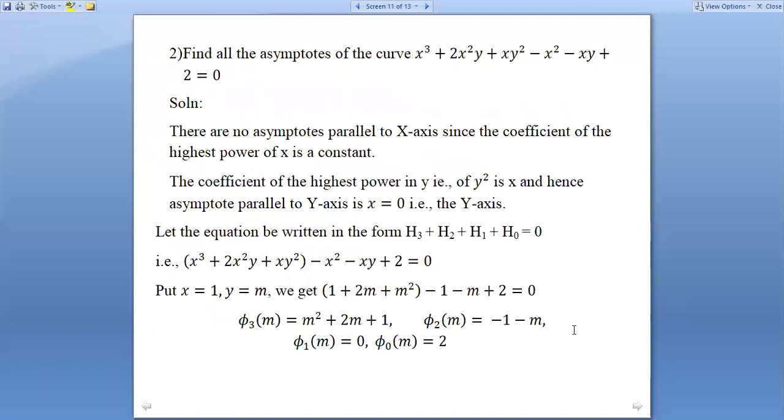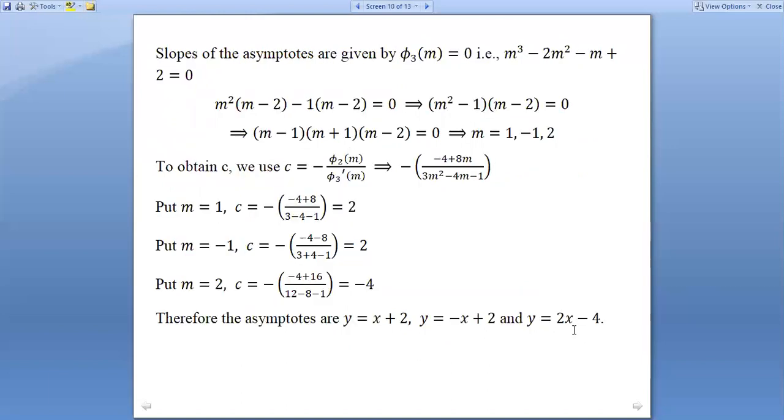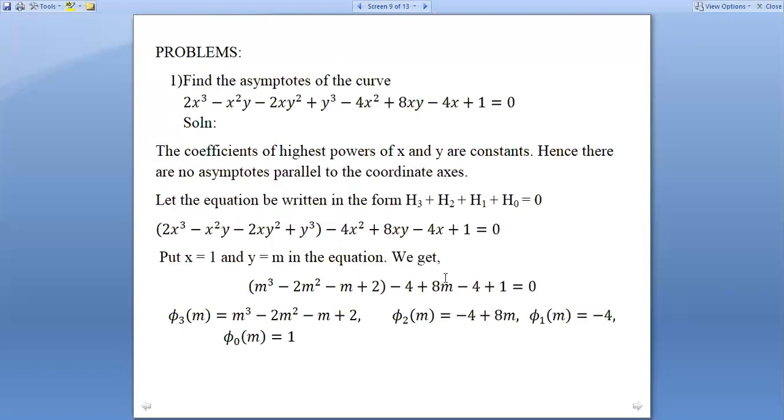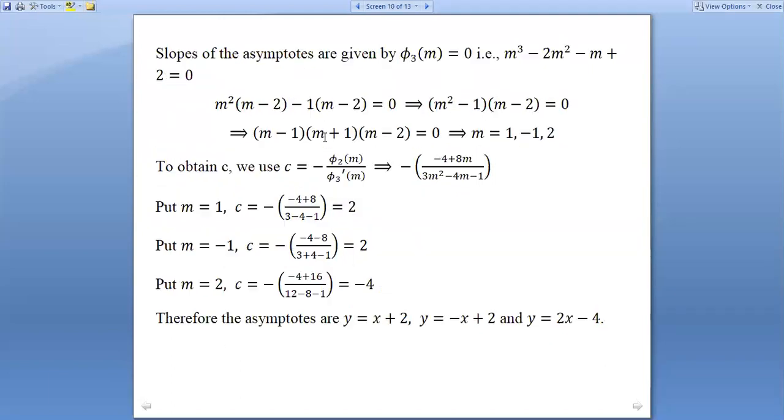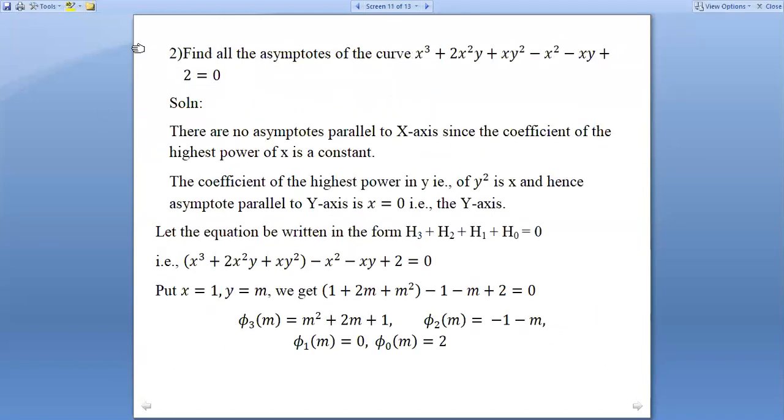Now let us look at one more example. When you see here, there are three asymptotes, and the degree of this equation is also 3. So you will have three asymptotes at the most, maximum three asymptotes. Next one, you take the equation of the curve. Now first we need to check the asymptotes parallel to the coordinate axis.